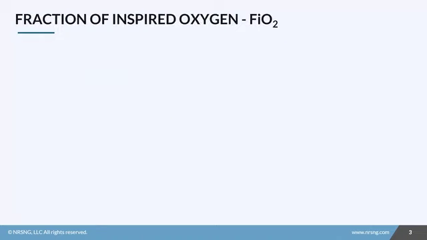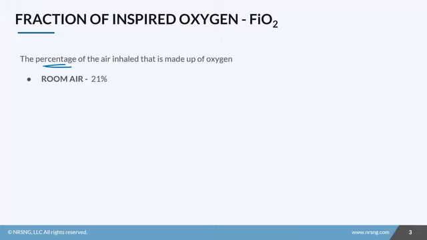So one of the most important things to know about the device that you're using is what kind of FiO2 you can get. Now, FiO2 stands for fraction of inspired oxygen, and essentially it's the percentage of the air inhaled that's actually made up of oxygen. We know room air is 21% oxygen. The rest of it is hydrogen and nitrogen and other gases. So our bodies can normally function easily on 21% oxygen.